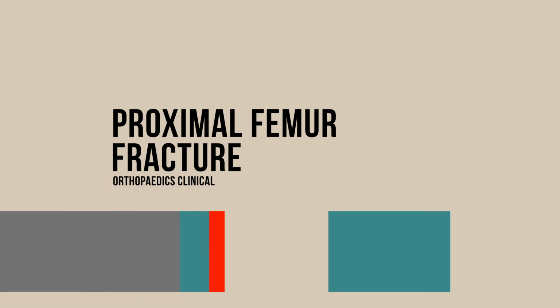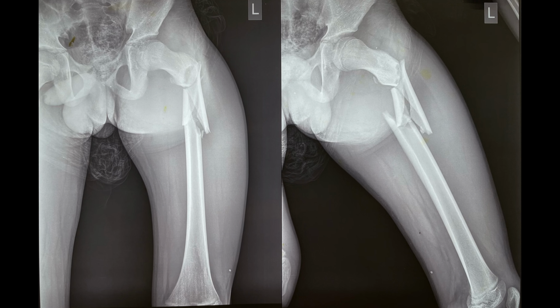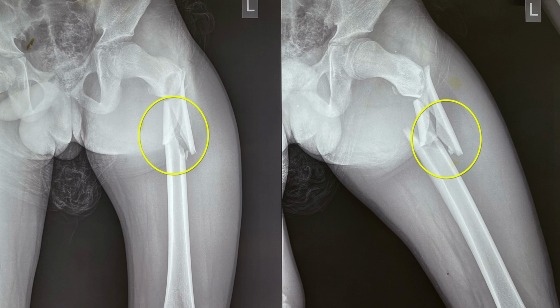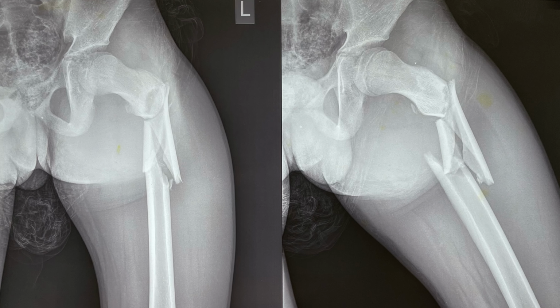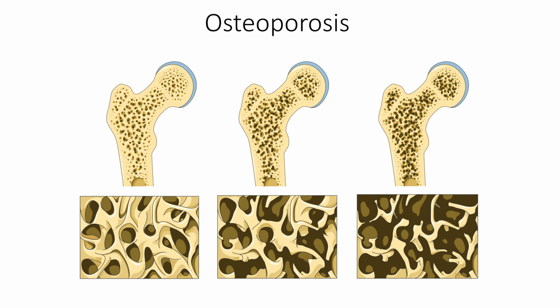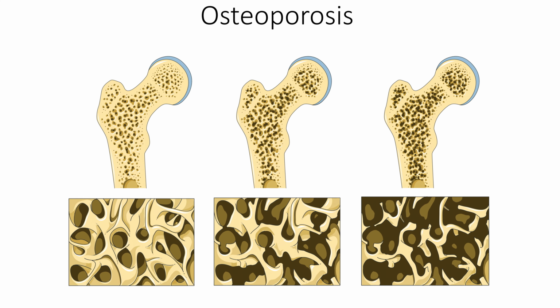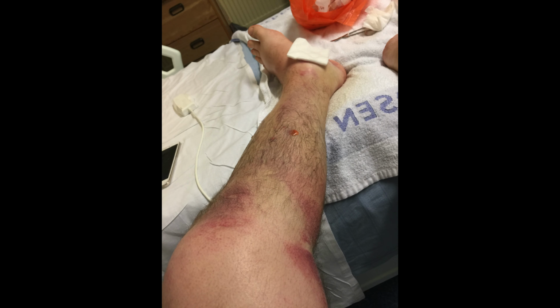Today we are going to discuss proximal femur fracture. Proximal femur fracture is a fracture in the upper quarter of the femur, near the hip joint. This type of fracture can occur due to older age, which leads to osteoporosis. It can also be seen in younger age due to injury.